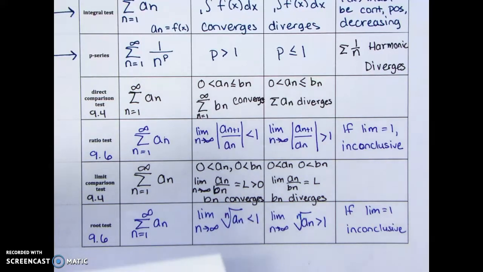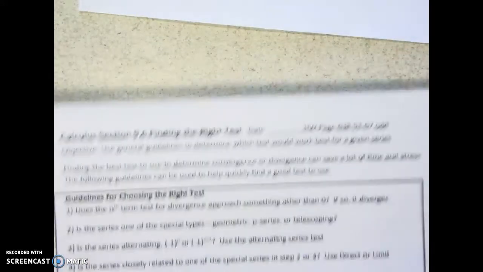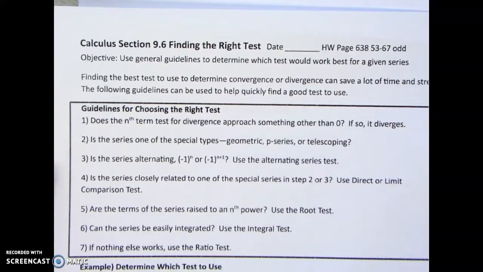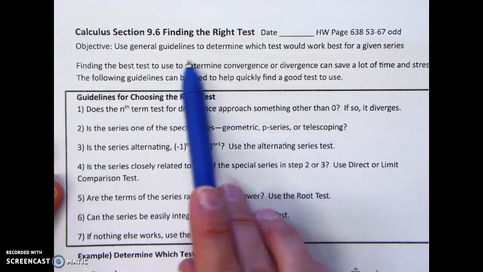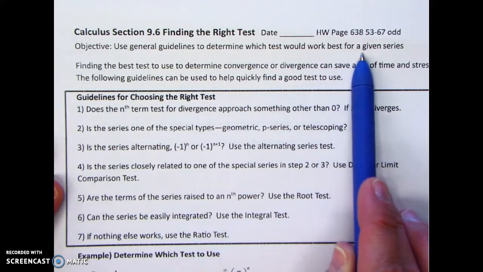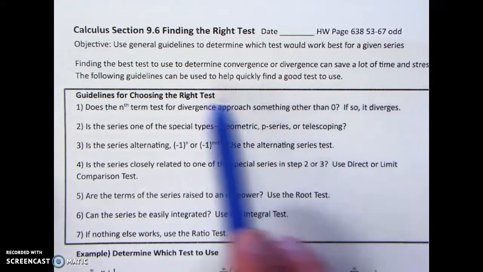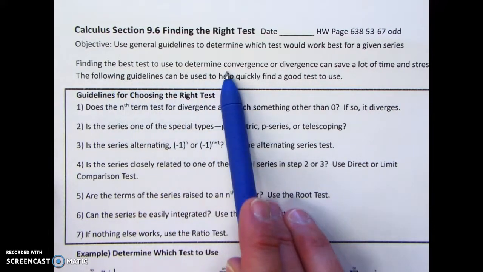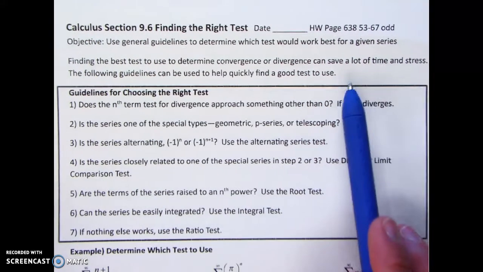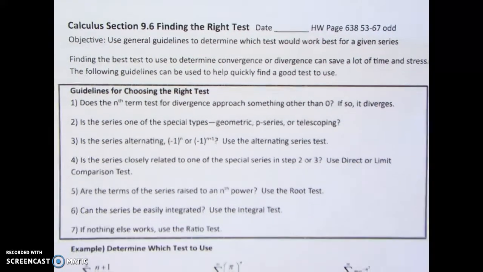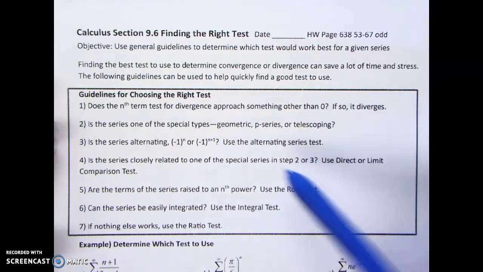All right, so to finish 9-6, we're doing a little review, a big review of all the tests. So using general guidelines to determine which test would work best for a given series. Like, how do you know where to start without the question telling you? Finding the best test to use to determine convergence or divergence can save a lot of time and stress. The following guidelines can be used to help quickly find a good test to use, but you have to memorize all these in order to use them.